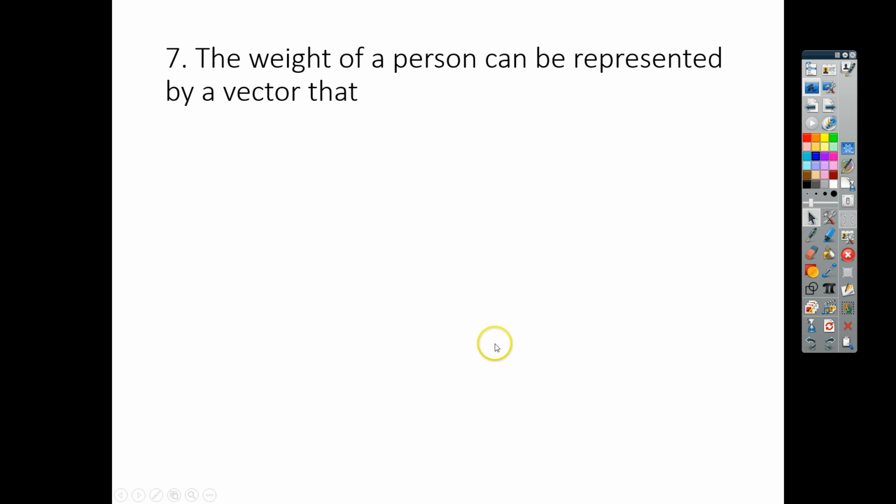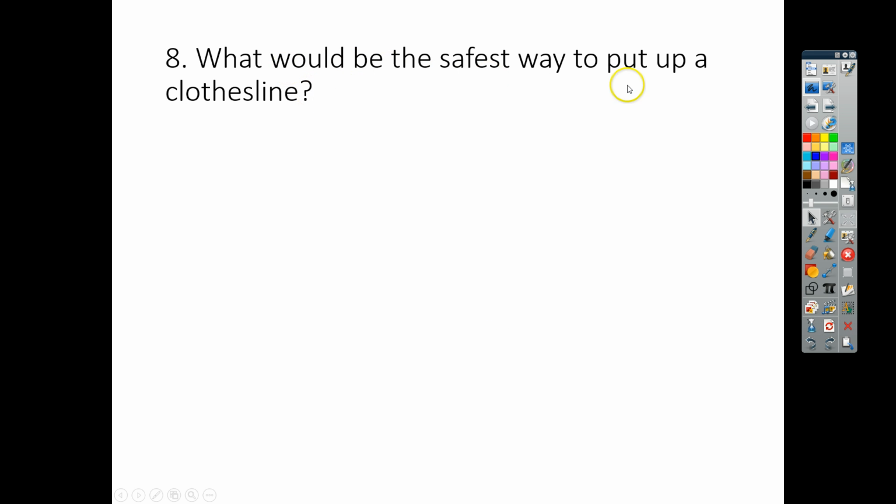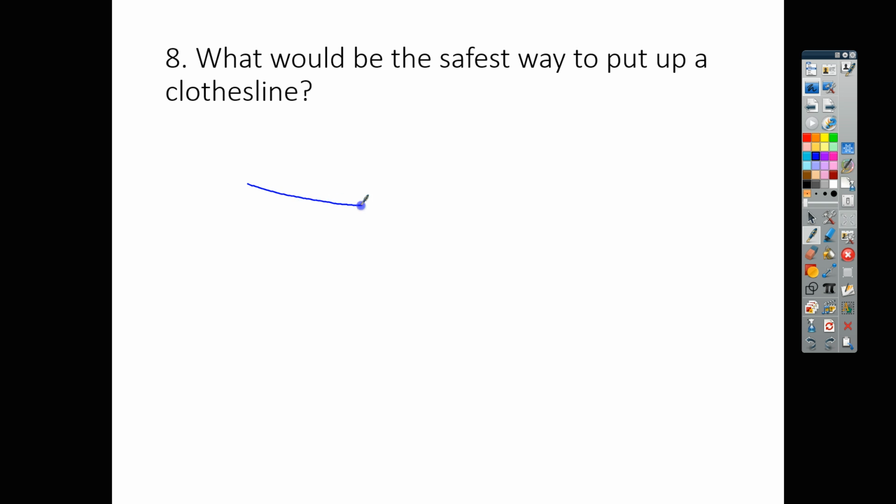For number 8, we have the question, what would be the safest way to put up a clothesline? For this one, we actually want a little bit of slack in the middle. It's because when you have slack in the middle, you can add clothes to it. So we're just going to put some things on it here. And then when it becomes taut or tight, there's not a tremendous amount of tension in it.